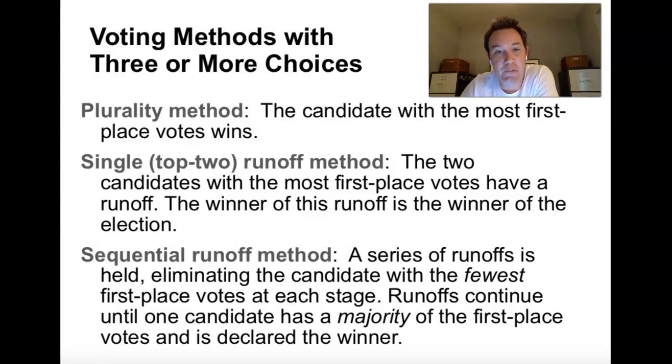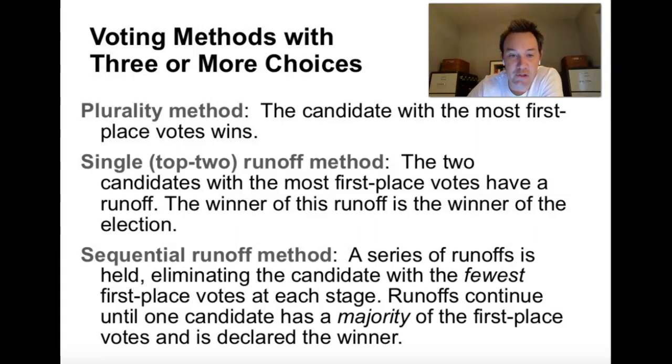The first one is called plurality, and this is just where the candidate with the most first place votes wins. So these are going to be important to write down and know. Second one is a single runoff method, and that's where you take the 2 candidates with the most first place votes and you have a runoff. So you have a second election where everybody has to vote for one of those 2 candidates, and the winner of the runoff is the winner of the election.